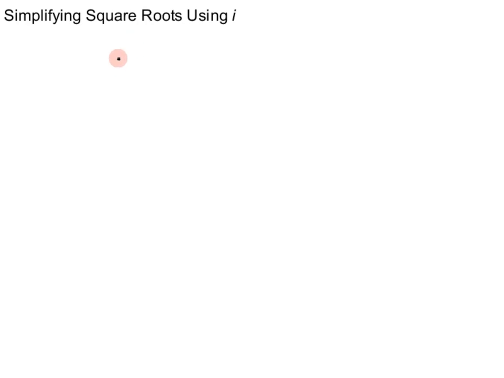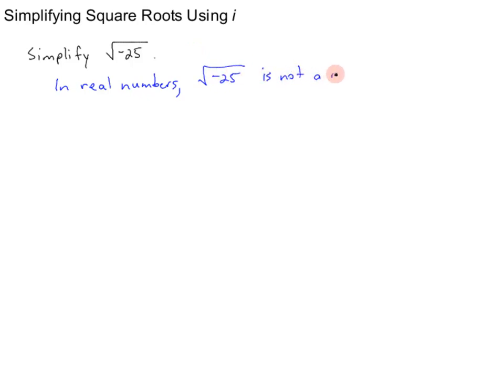Okay, so now that we understand the imaginary number i, let's see another way that it's used in simplifying square roots. So before, if I asked you to simplify the square root of negative 25, well, I'll make a note. Before we were working in real numbers, right? In real numbers, the square root of negative 25 is not real. It's not a real number. So that's what we would reply with before.